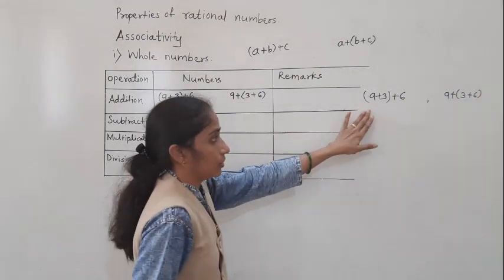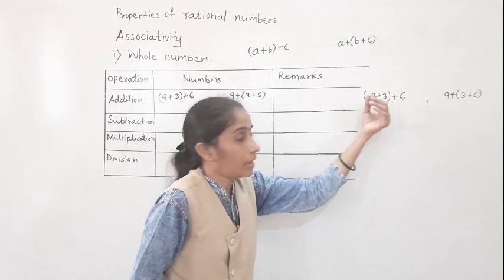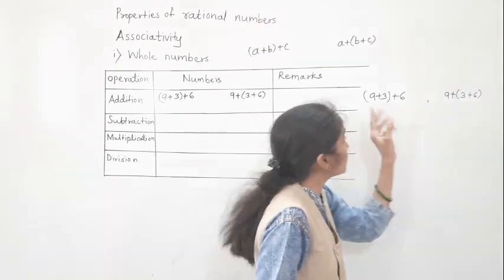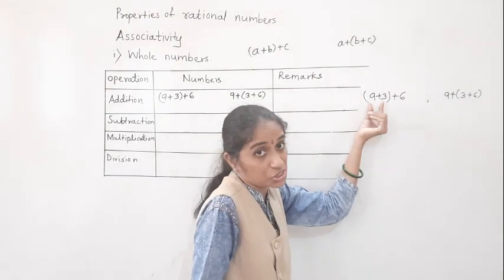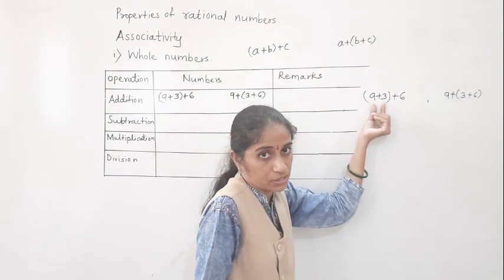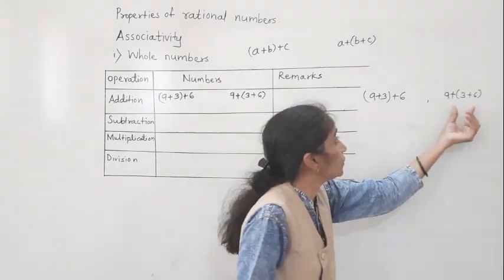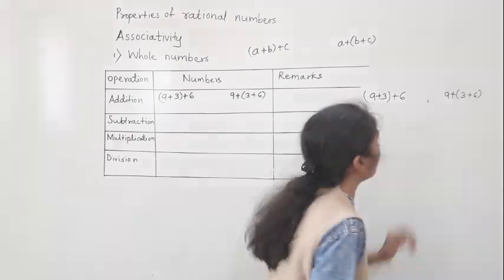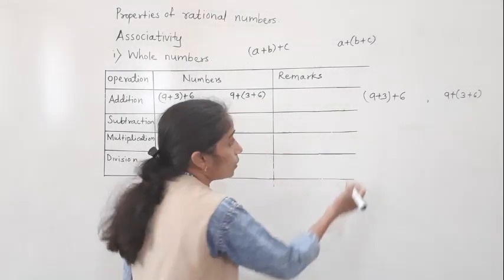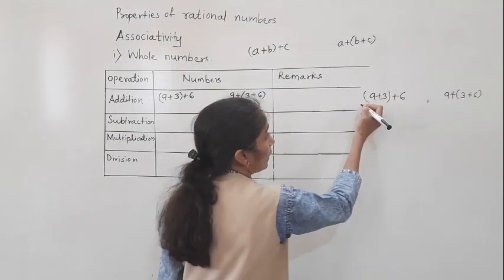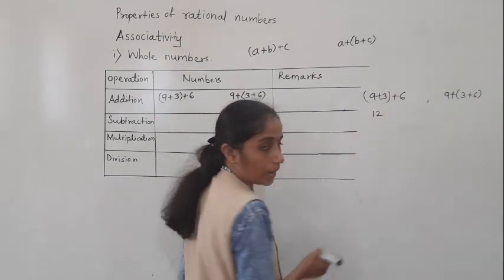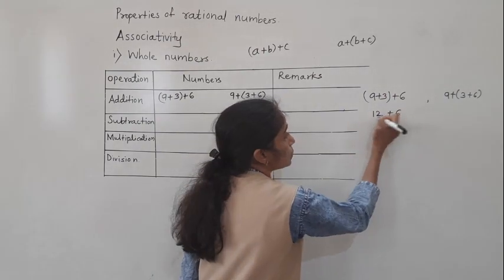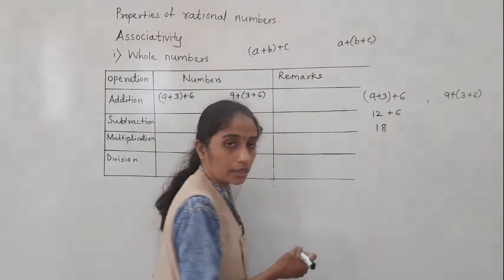Okay, this group is one, and this has formed another group. You see here, we have formed the group. Which numbers are in the bracket? A + B is 9 + 3, and here which numbers are in the bracket? B + C is 3 + 6. So first let's solve this. First we'll solve the bracket. 9 + 3 is equal to 12. 12 + 6 is equal to 18.